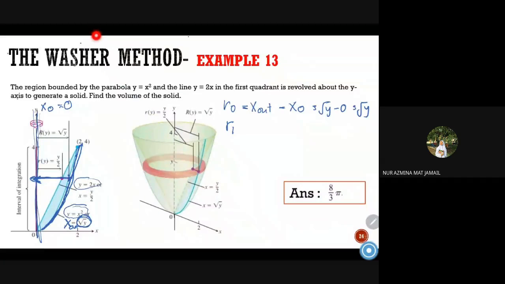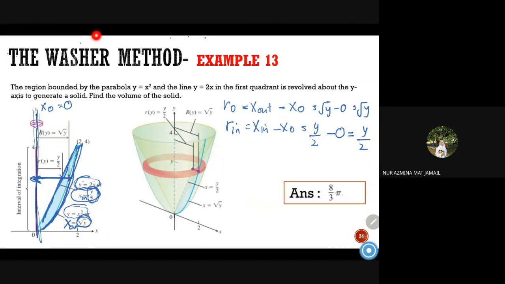And our R in is equals to x in minus with x naught. Our x in maknanya radius yang kat dalam ni, okay, where this line is y equals to 2x. So our x is equals to y over 2. Katakanlah this one we regard as x in. Okay, so this one is our x in, where it is equals to y over 2. Y over 2 minus with 0, where center also, okay, which is equals to y over 2.